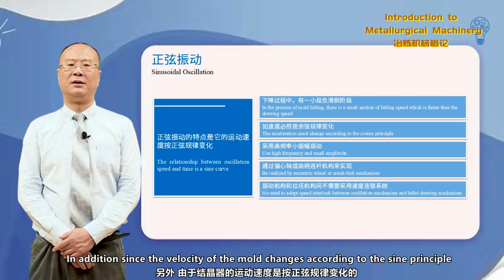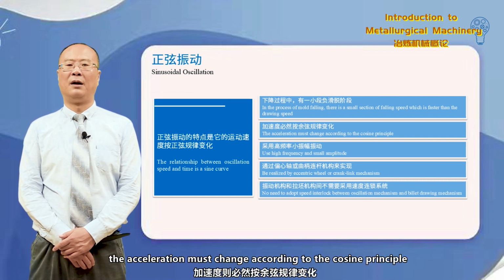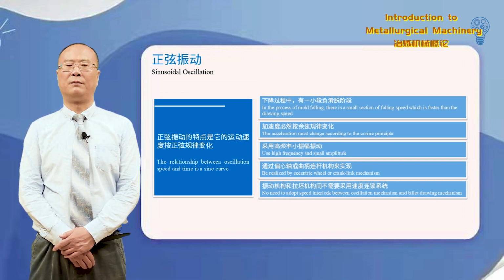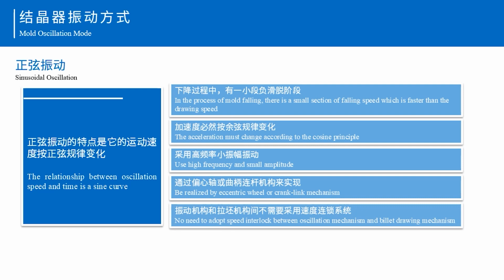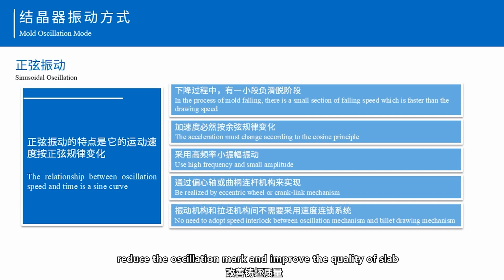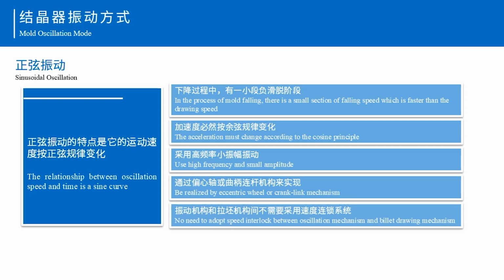In addition, since the velocity of the mold changes according to the sine principle, the acceleration must change according to the cosine principle. So, the transition is relatively stable and impact is small. Sinusoidal isolation can be realized by an eccentric wheel linkage mechanism. It can improve the isolation frequency, reduce the isolation mark, and improve the quality of the slab. So, sinusoidal isolation is widely used.